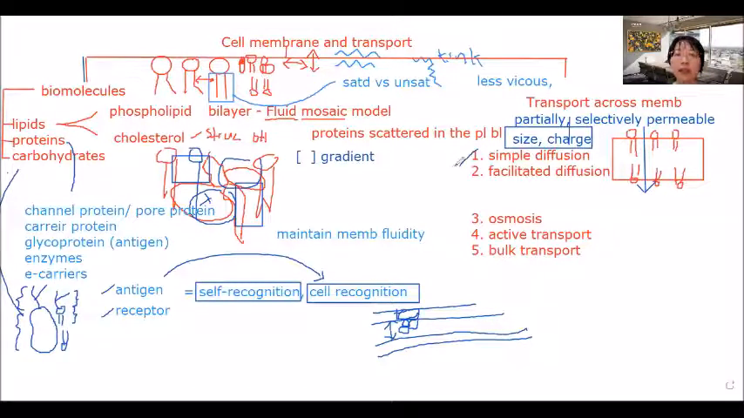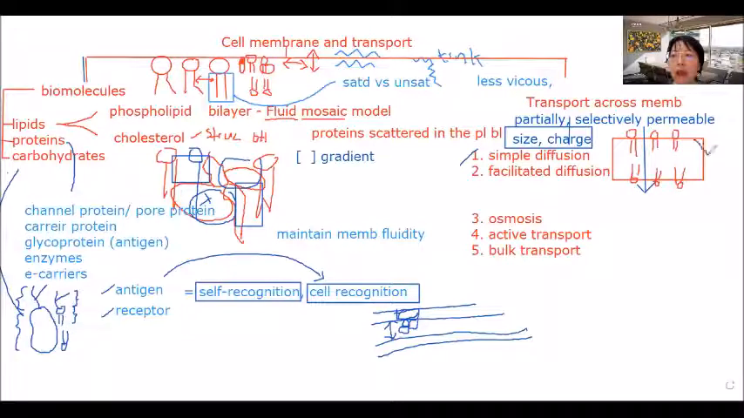Then you also learn about facilitated diffusion, whereby when the size is too big or it is charged, the molecule cannot pass through the spacing between the phospholipid molecules. So it needs something to facilitate it to pass through. Either a channel protein for ions to pass through, like sodium ions, or it needs a carrier protein. Carrier protein is much bigger, right? Much bigger. So let me remove this thing.